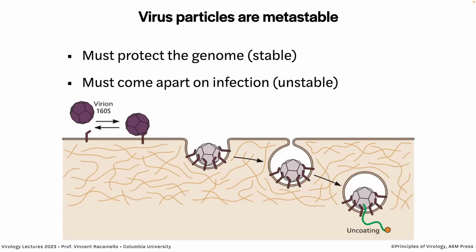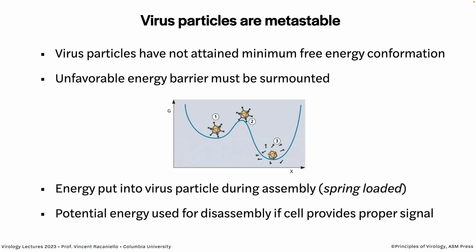So here we have poliovirus. The virion is extremely stable. When it attaches to its cell receptor, that makes it unstable. So there's some trigger in the reproduction cycle of a virus that makes it unstable. And we'll talk about some of those next time. But this metastability is a really important concept to understand. And another way of looking at it is that the virus particle has not yet attained its minimum free energy conformation. And it has to get there in order to come apart.